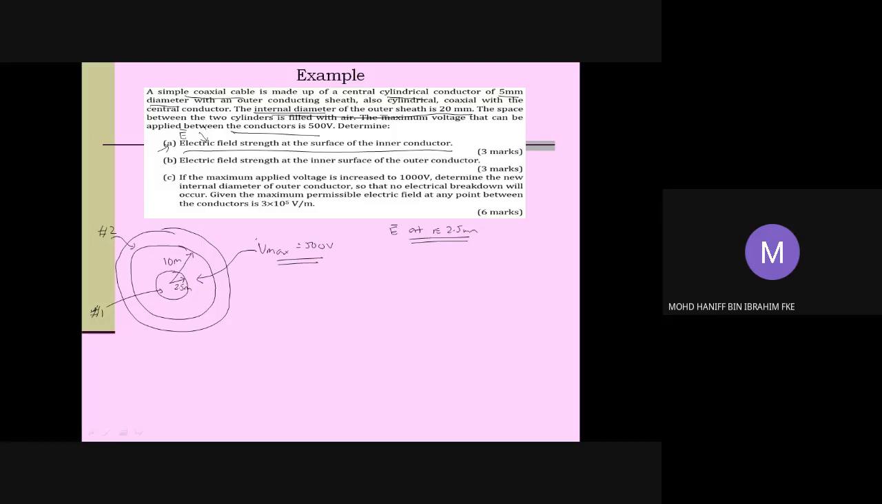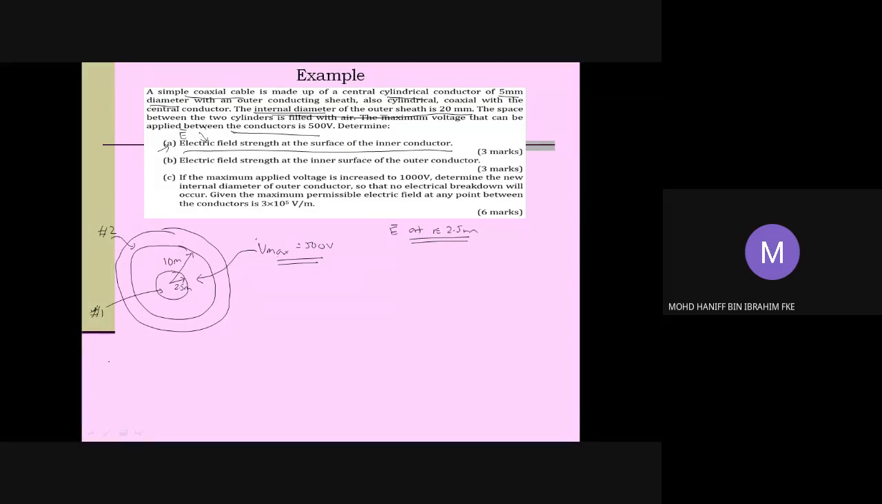In this particular case, we are not given any information about the charge distribution. We are just given the maximum voltage which can be applied between these two conductors. This is the only information given in the question. So how can we find the E field from the given information of Vmax?